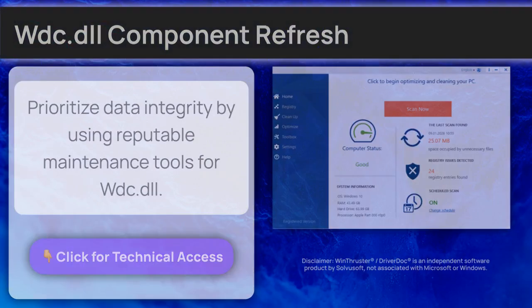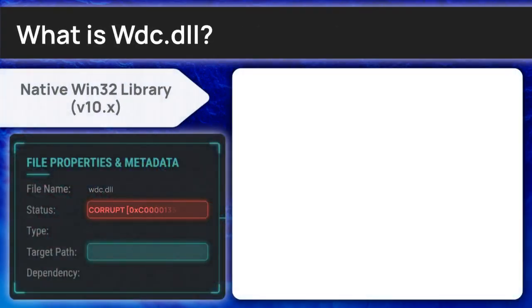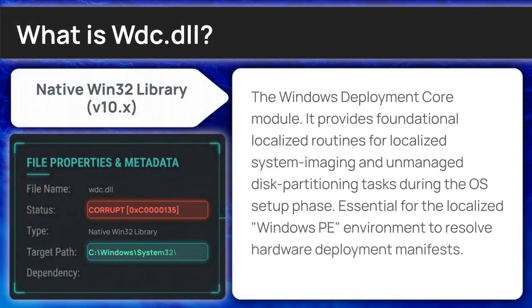environment. This is the Wdc library, the Windows Deployment Core module. It provides foundational localized routines for localized system imaging and unmanaged disk partitioning tasks during the OS setup phase, essential for the localized Windows PE environment to resolve hardware deployment manifests.